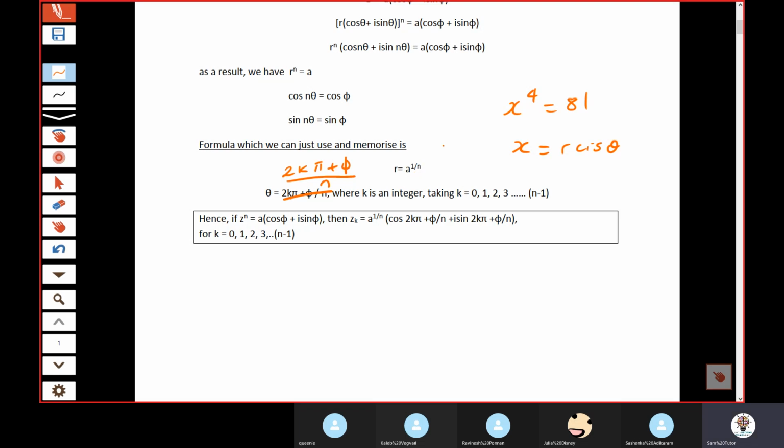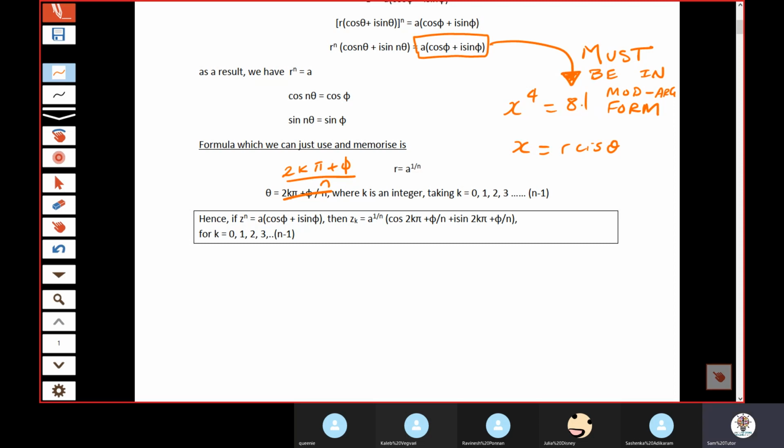A and phi. As we can see here, A and phi. So this one here, this 81, must, and this is the bit, must be in mod arg form.